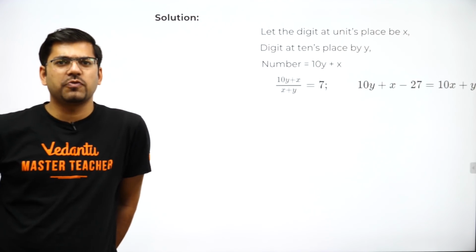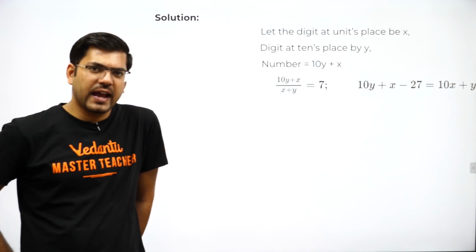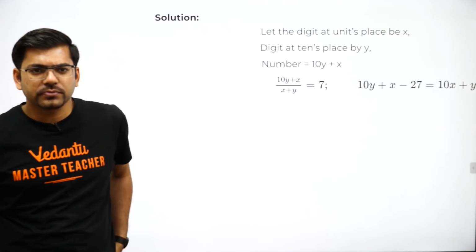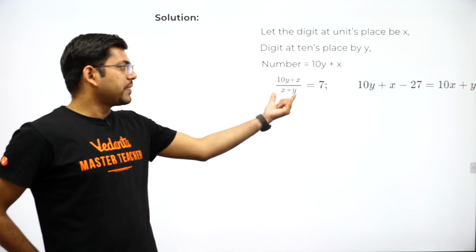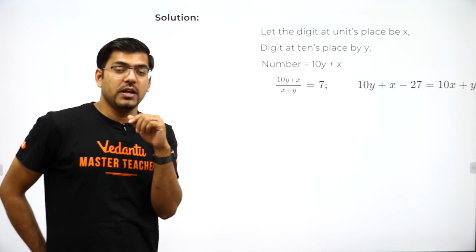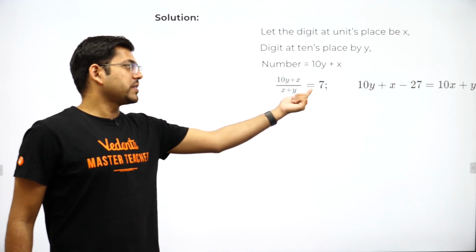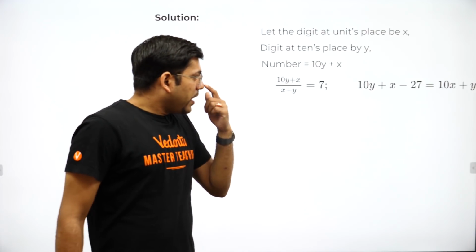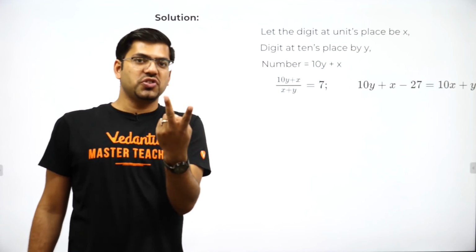I have assumed the number as yx. Most of the time, many of the students might be assuming it as xy, so they will be writing it as 10x plus y. Both are the same. Now, this number is divided by the sum of the digits, and the quotient was 7. In the question it was said that when the number is divided by the sum of the digits, the quotient is 7. Okay. Now, if 27 is subtracted from the number, the digits interchange their positions.